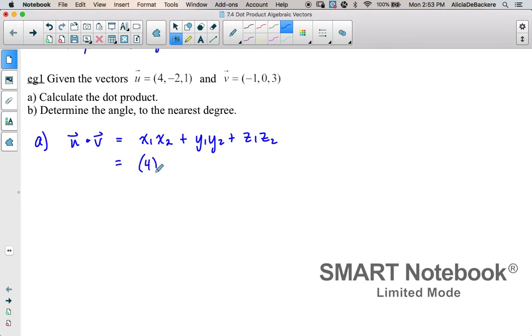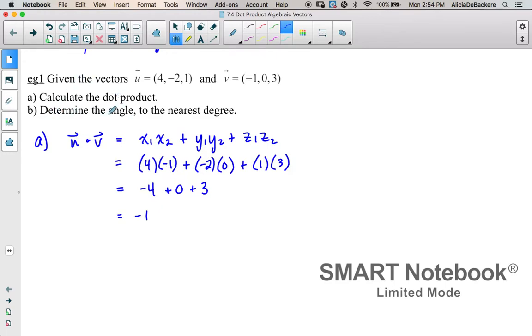So here we're going to have 4 times -1, those are the two x values, and then -2 times 0, and then the z's. And once I have those products, I can just add them up. And so what I've figured out here is that the dot product of these two vectors is -1.